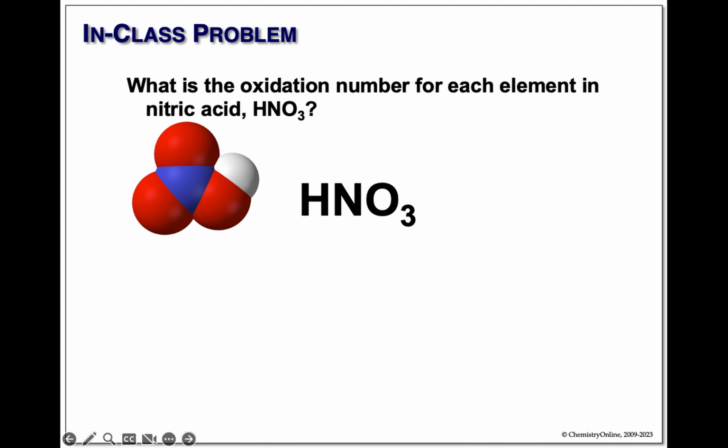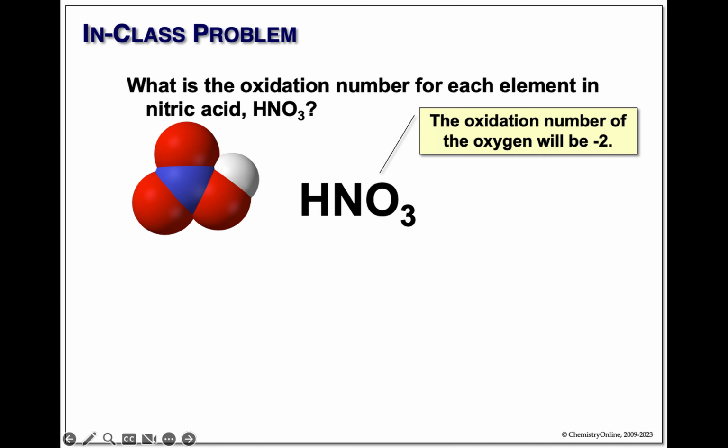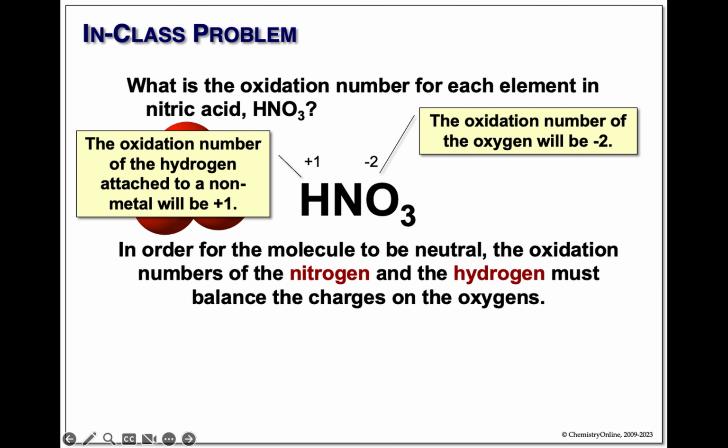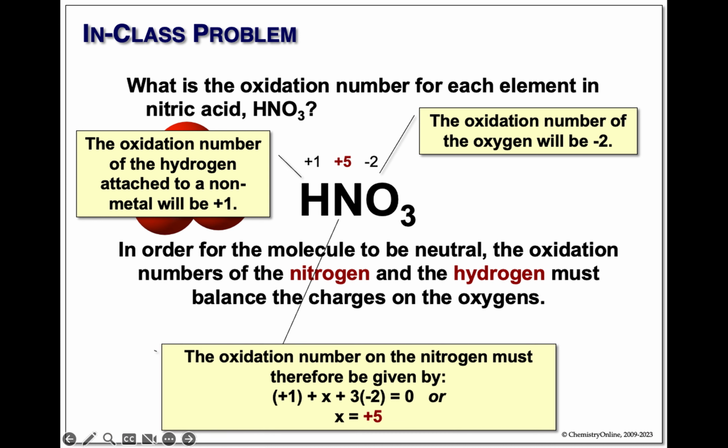So, oxygen -2, hydrogen +1. This gives us 6 negatives, 1 positive. To make it neutral, we need 6 positives. The nitrogen must be +5. Any questions?